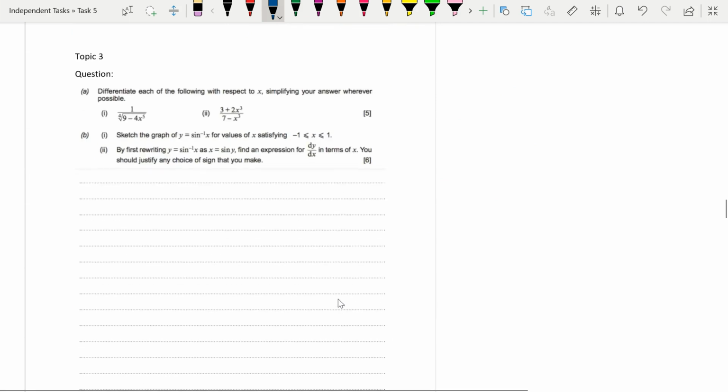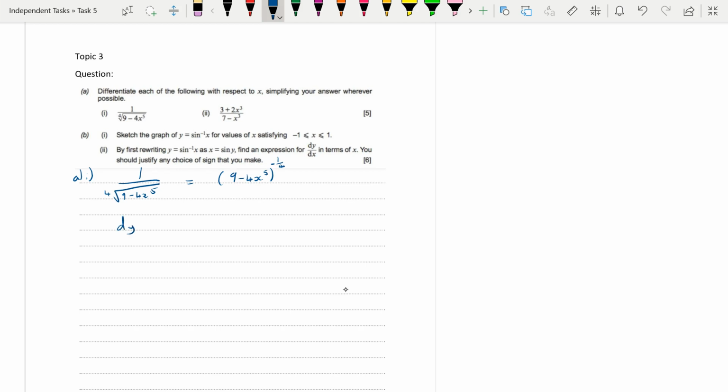Okay, number 3, got some differentiation. So I've got to differentiate each of the following. So part 1, straight away I see this. I've got the 4th root of 9 minus 4x to the 5. And I'm going to straight away rewrite it in terms of indices. So that is 9 minus 4x to the 5, and it's a quarter because it's the 4th root and a negative because it's on the bottom.